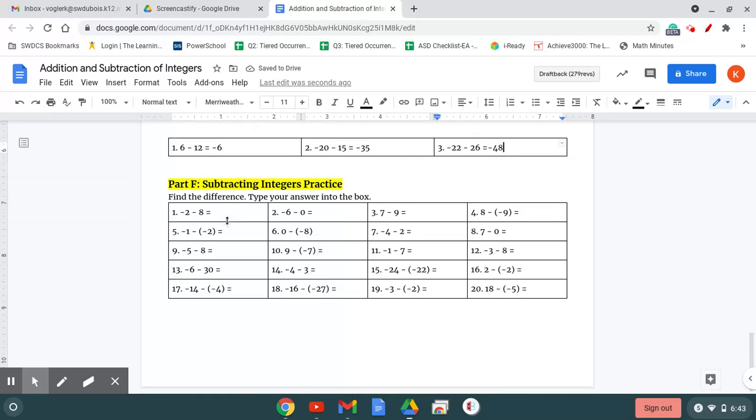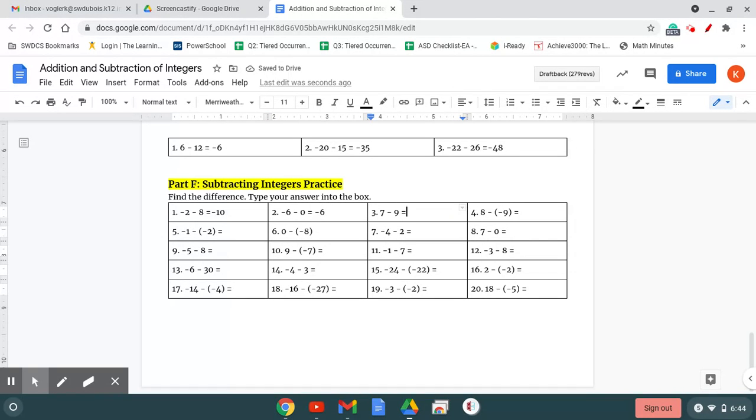All right, a few practice problems. Number 1, negative 2 minus 8 equals, same sign, negative 2, negative 8. So we're going to keep our sign and add. 8 plus 2 is 10. Negative 2 minus 8 is negative 10. Number 2, negative 6 minus 0. Well, just like before, anytime we have a number plus or minus 0, it's just that number. So negative 6.